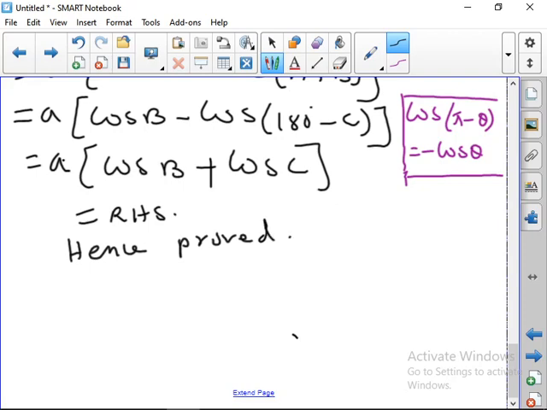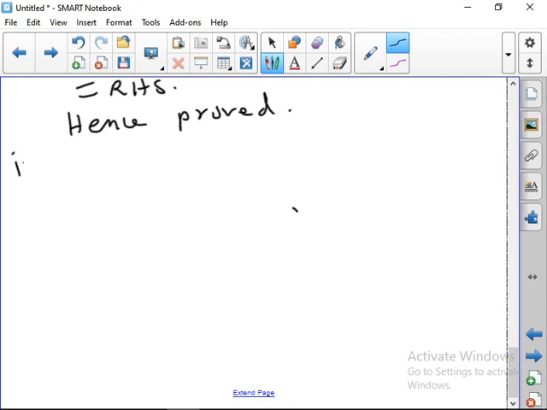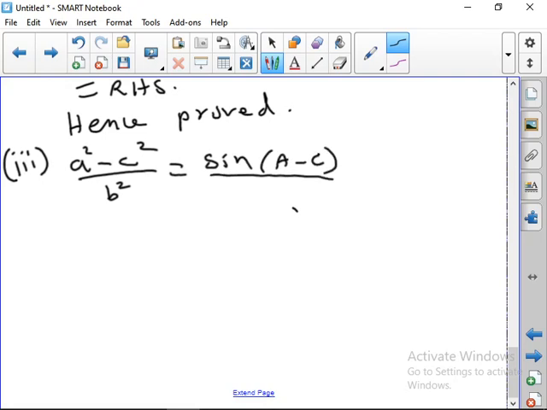Then we'll go to the third subdivision. Third one, A square minus C square by B square is equal to sin A minus C by sin A plus C. Okay, this is what we have to prove. Now take the left hand side.